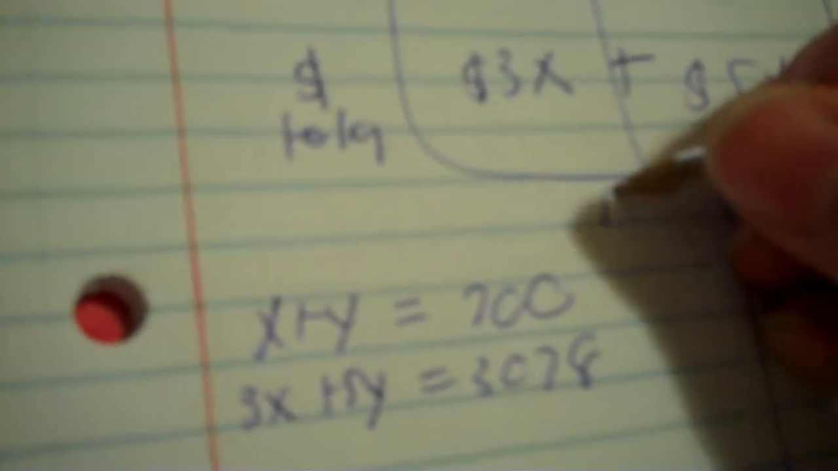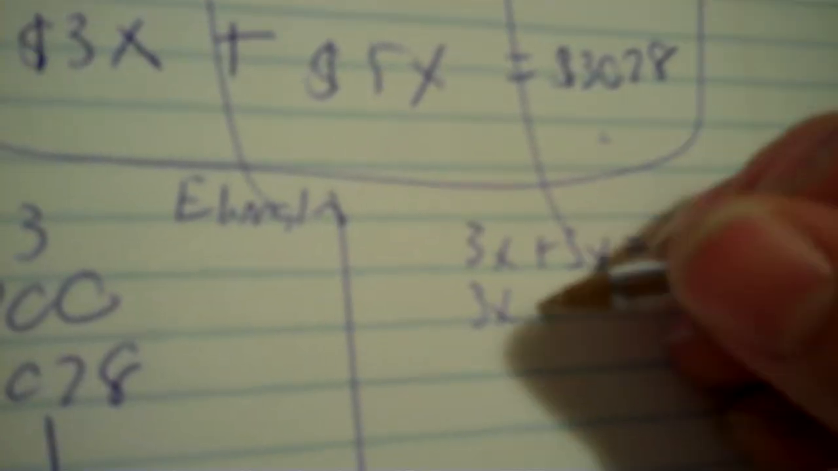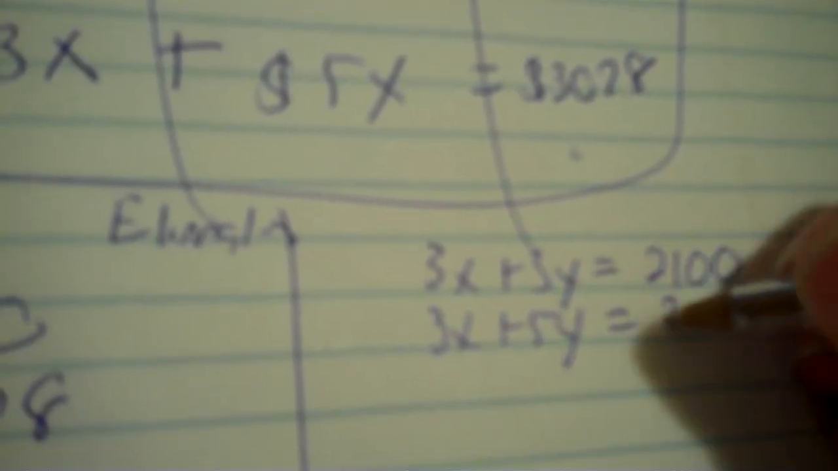Use elimination, okay? Because you have them lined up. Don't try to get a letter by itself. So let's multiply by 3 and multiply by 1. So 3X plus 3Y, 700 times 3 is 2,100. And then 3X plus 5Y equals 3,078. So negative, negative, negative. And we're always adding in elimination. 3 and negative 5 make negative 2Y.